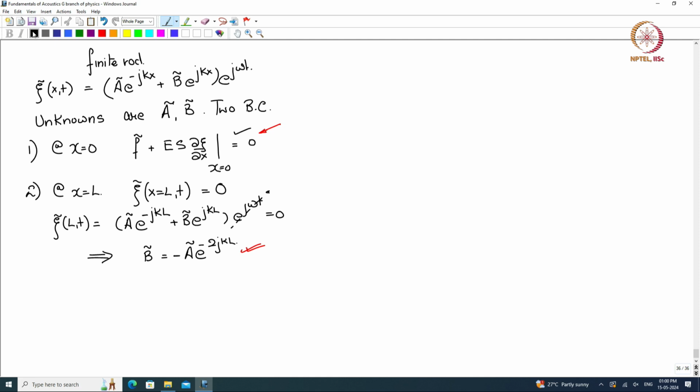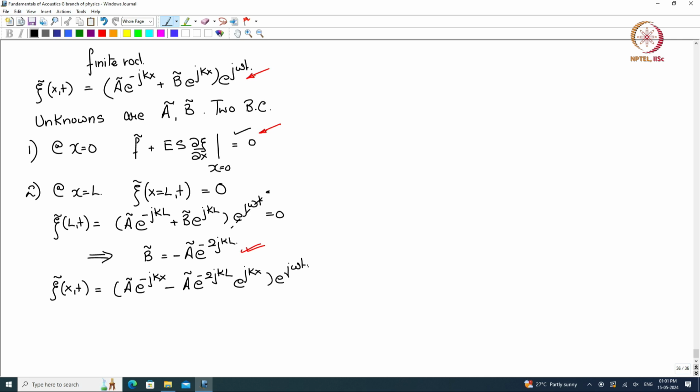So if we do that, or first of all my expression for ξ then becomes, using this in the first expression, ξ(x,t) is Ã e^(−jkx), and B̃ is −Ã e^(−2jkL) e^(jkx) e^(jωt).